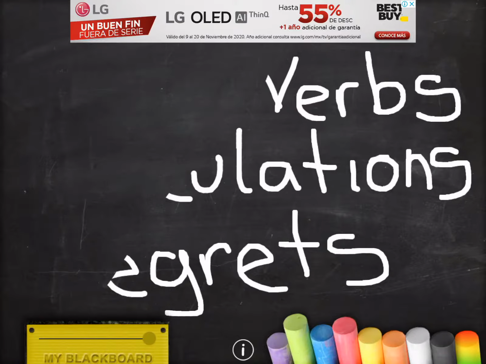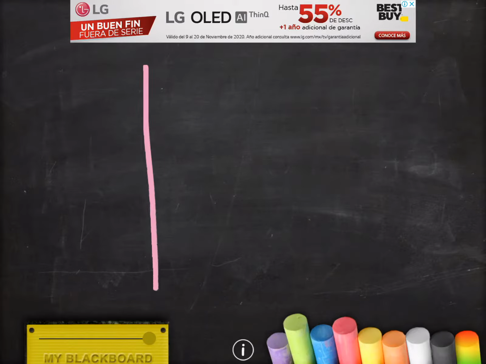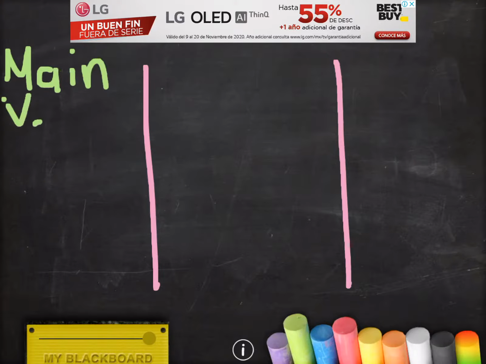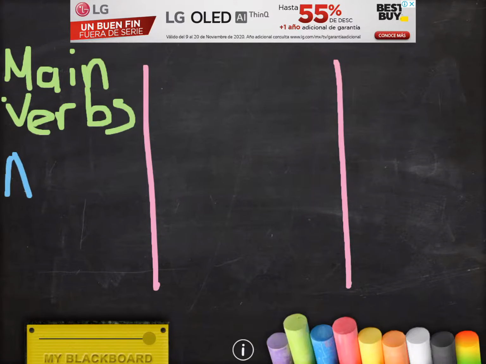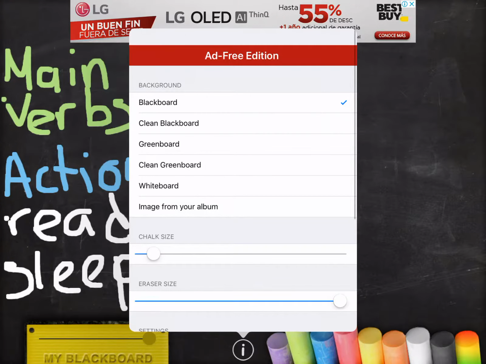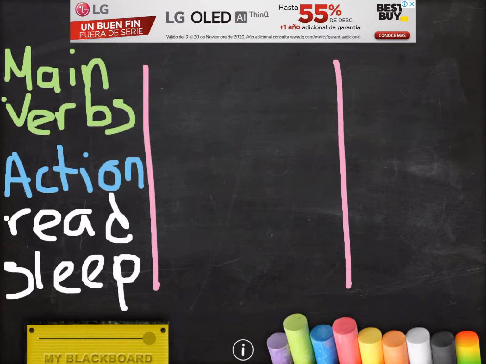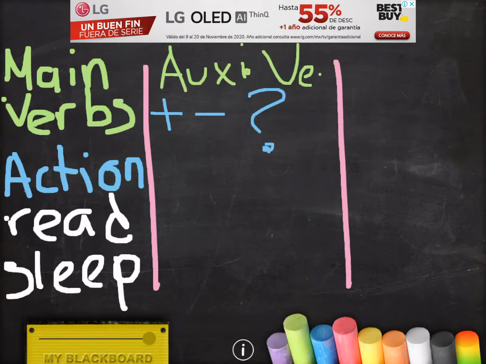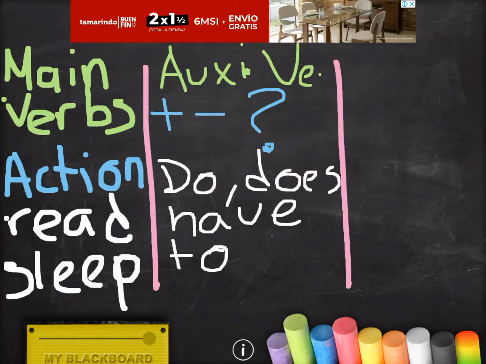So in this case, first of all, we have to understand that in English we have three kinds of verbs. The main verbs are verbs of action, for example, read or sleep. We may have auxiliary verbs. Auxiliary verbs carry positives, negatives, and questions. For example, do or does, have or has, and sometimes the verb to be are some of them.